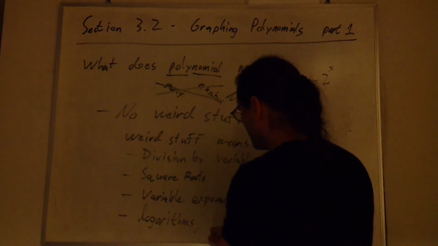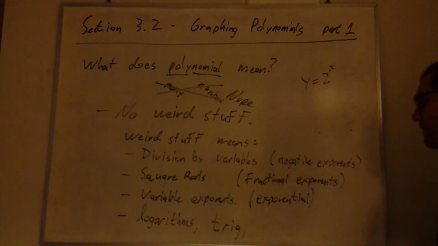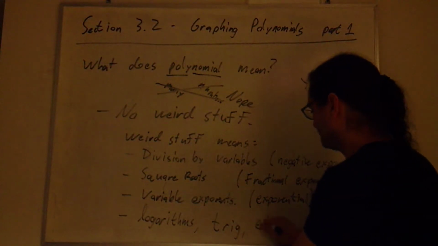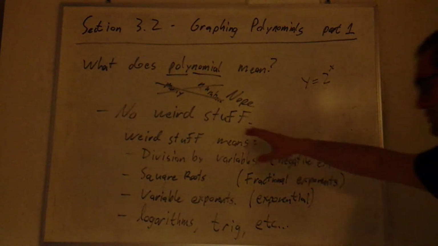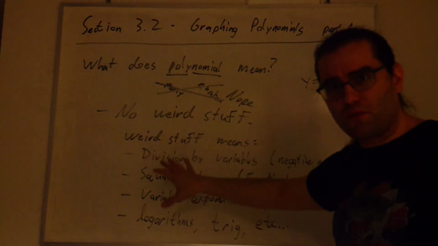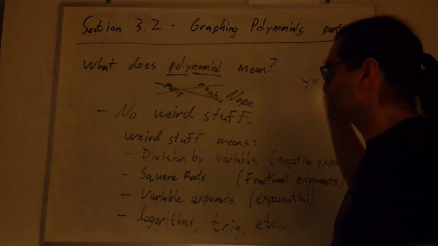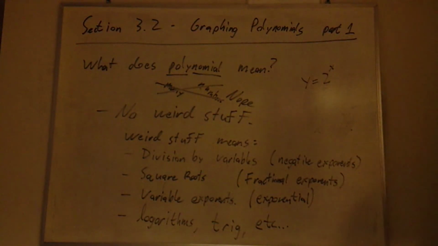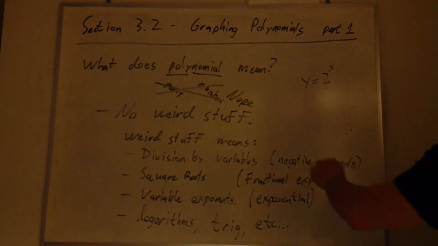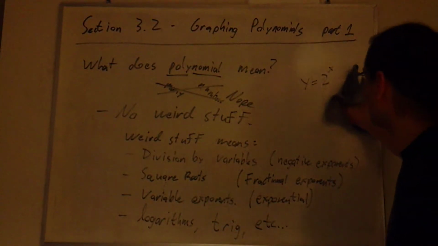So no logarithms, no trig. We'll talk about trig in chapter 5. It's fascinating. Other things, etc. So, you get the idea. Instead of trying to explain all of this every time we want to talk about what a polynomial is, the easy way to describe a polynomial is just to say there's no weird stuff allowed. So, this has been an exciting conversation about things that aren't polynomials. Let's talk about some stuff that is a polynomial.